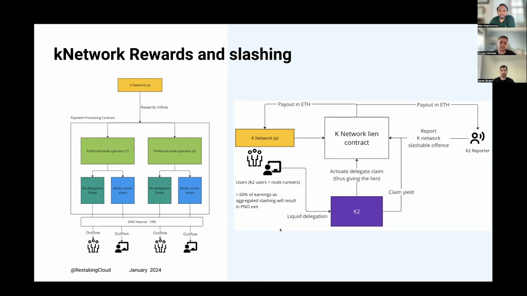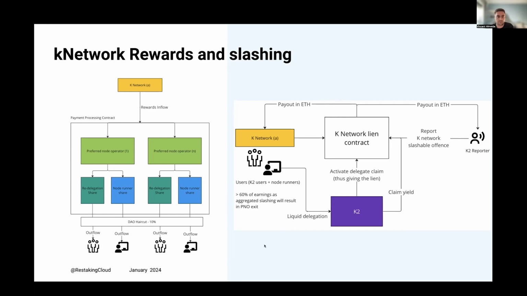On the other side you have the slashing, which is tracking for a given P&O the aggregate slashing received by the P&O, and obviously if that exceeds 60% of the earnings, that node operator can get kicked. So it's important to run a good service. There's a financial incentive for doing so.